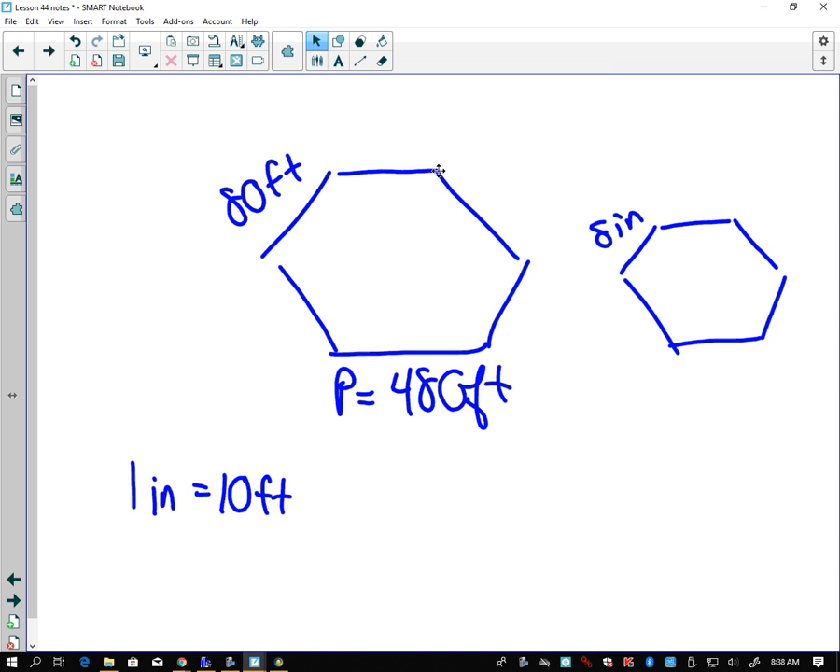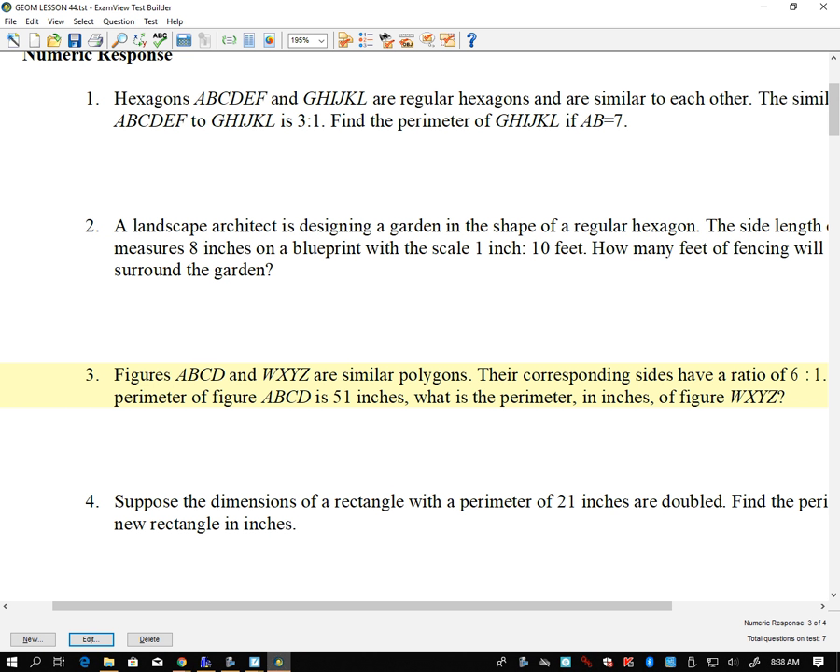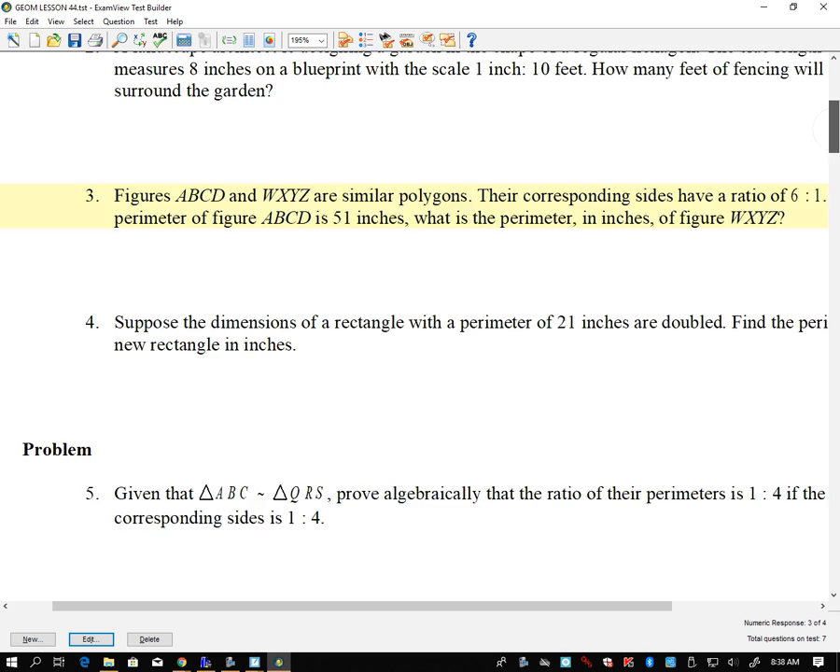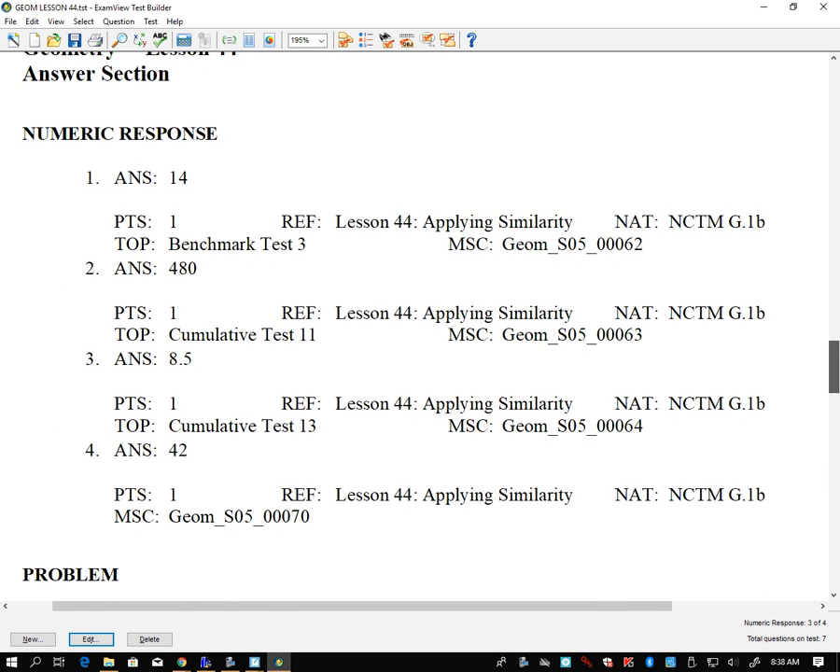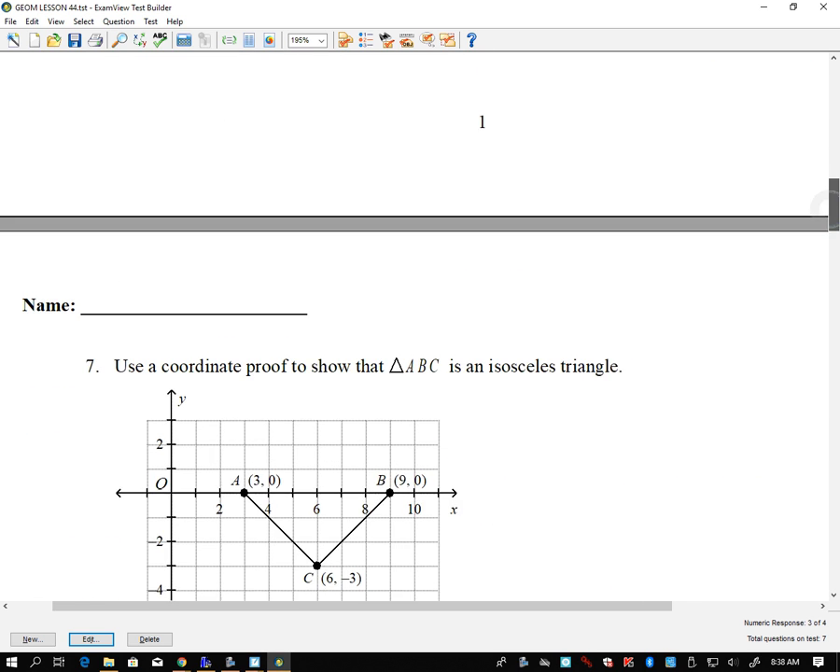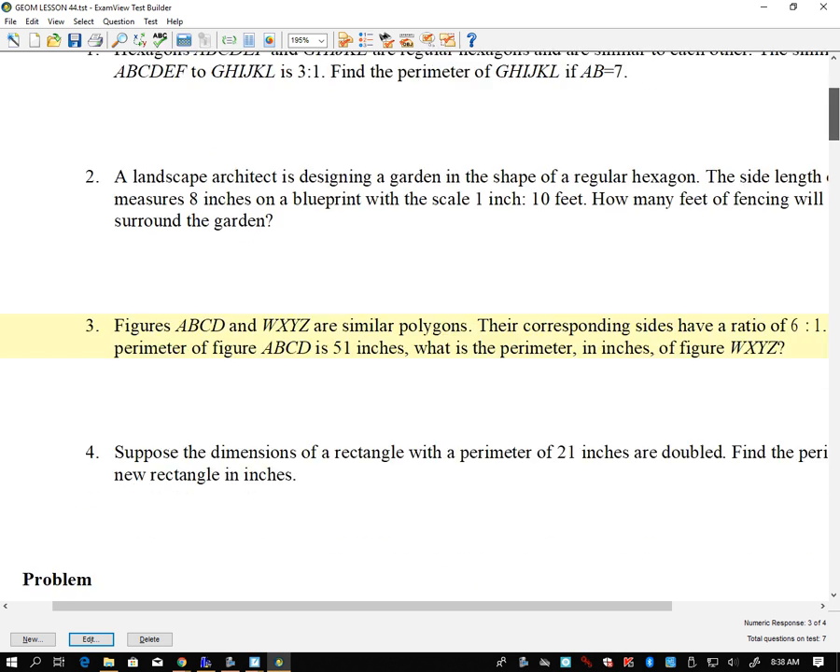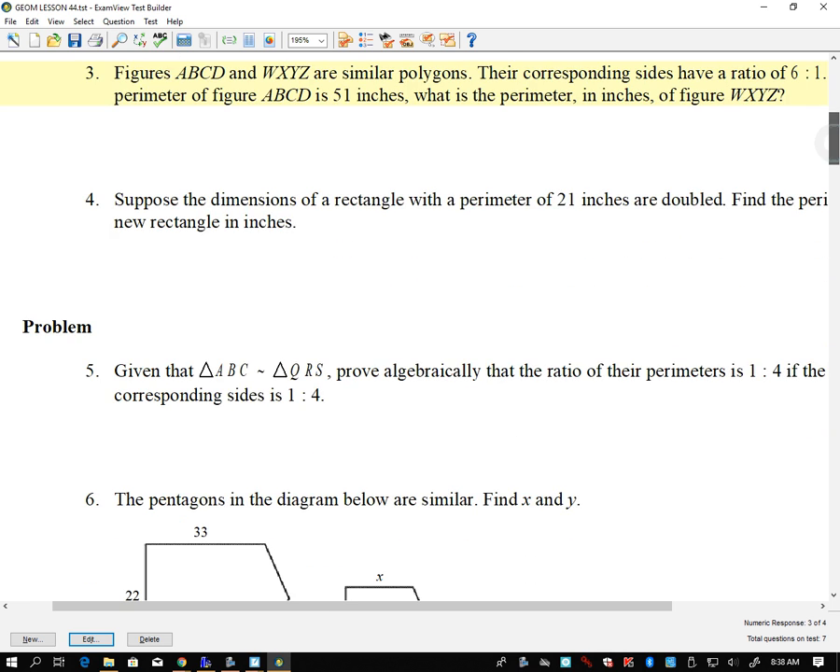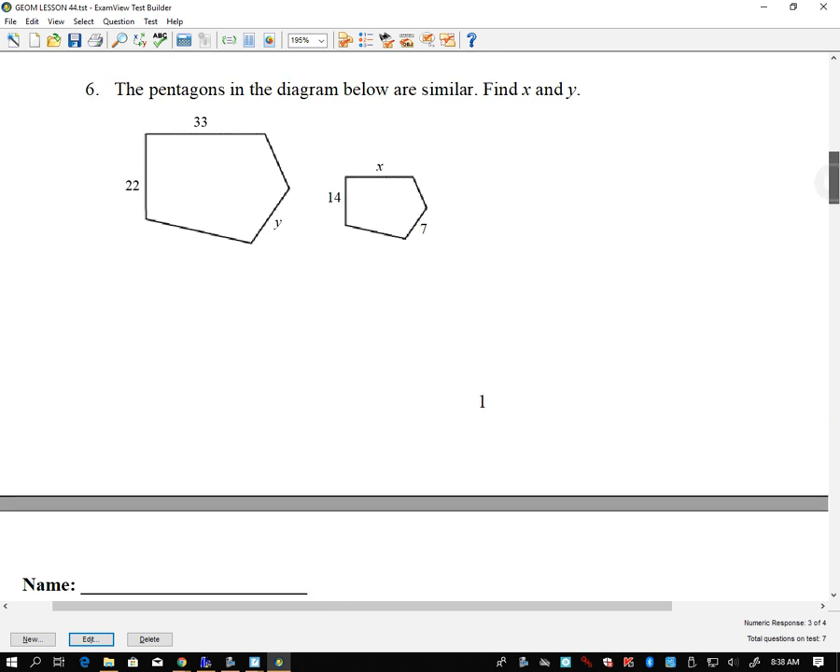All right, let's come back over. Let's check our answer. Let's see if we were right. Number 2, 480 feet. All right, let's come down here to something else.